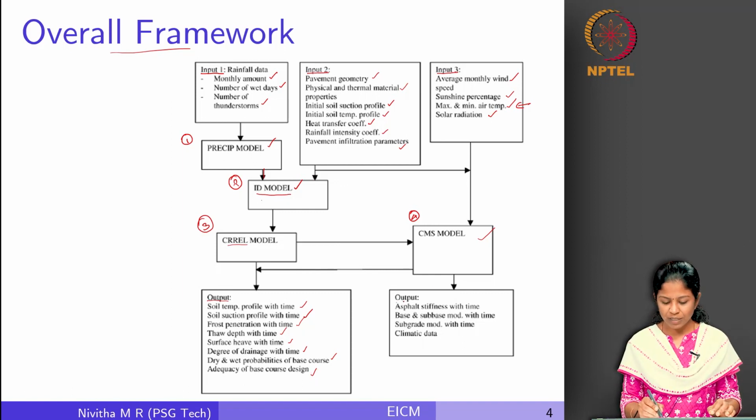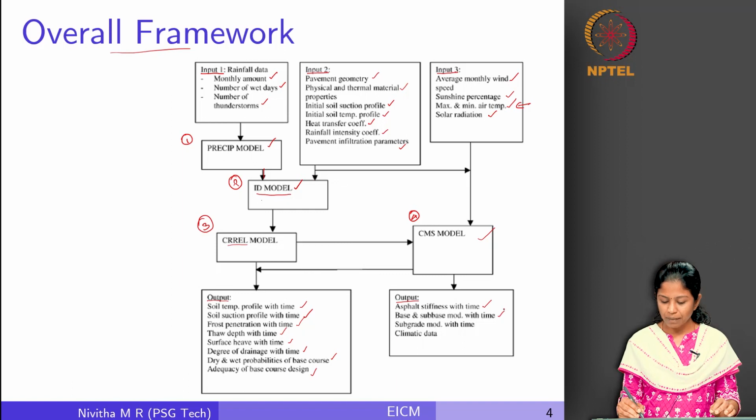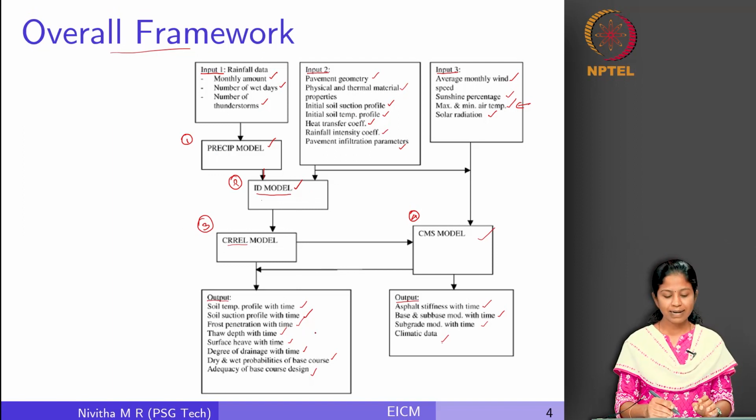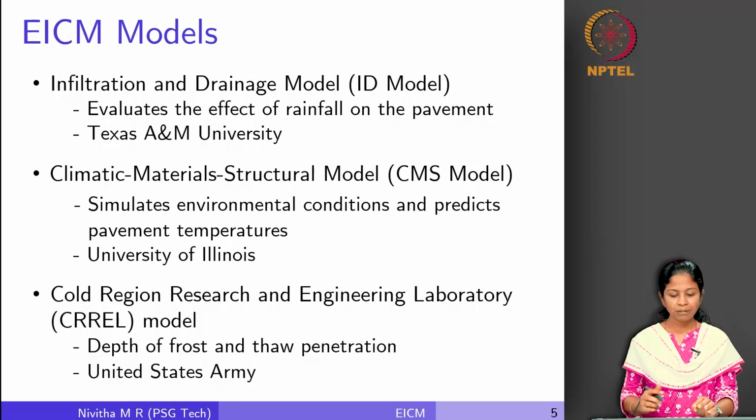Similarly, from the CMS model alone, we will be able to get the variation in asphalt stiffness with time, the base and sub-base modulus with time, the subgrade modulus with time, and also some information on the climatic data. So these are the inputs into the model, the four models that will be used, and these inputs will be incorporated in the model and translated into these following output parameters. Now let us see all of these models in detail.